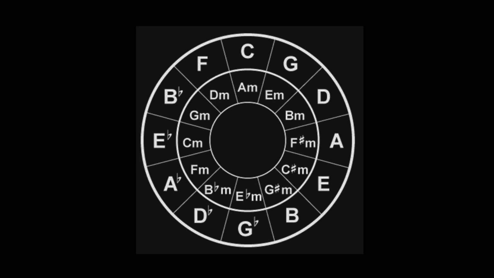Here's how it works. At 12 o'clock, you have the key of C with no sharps or flats. Each time you move clockwise, you go up a fifth in the musical alphabet. C, D, E, F, and G. So our next key after C is G. After G, find the next key by going up another fifth. G, A, B, C, D. And thus, D is the next key.